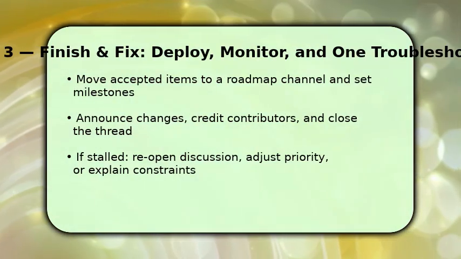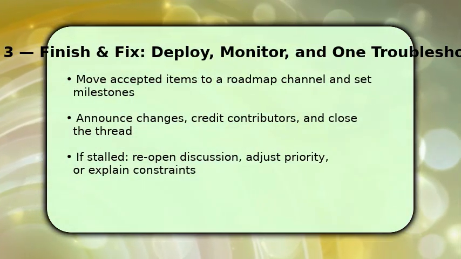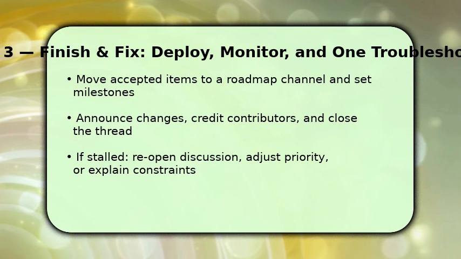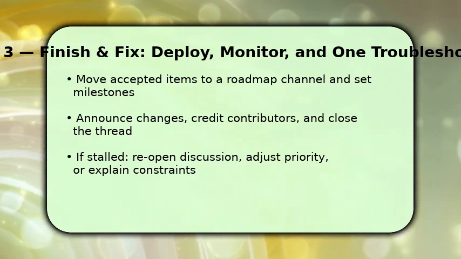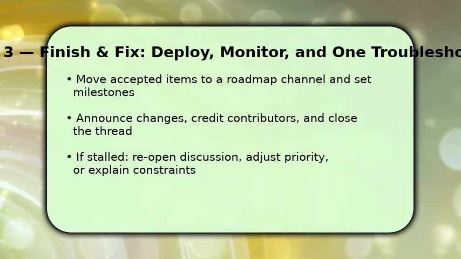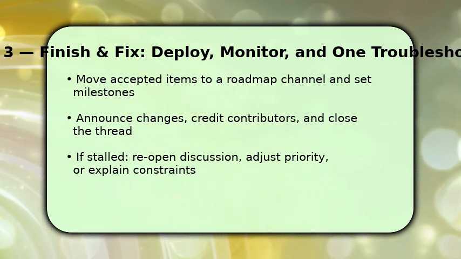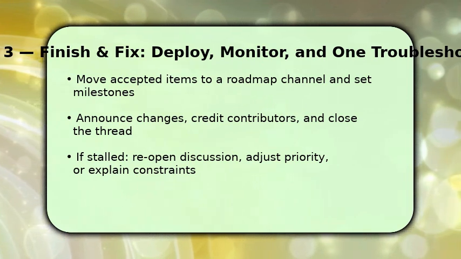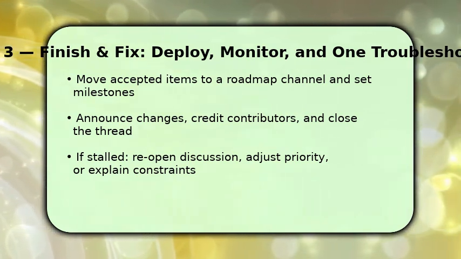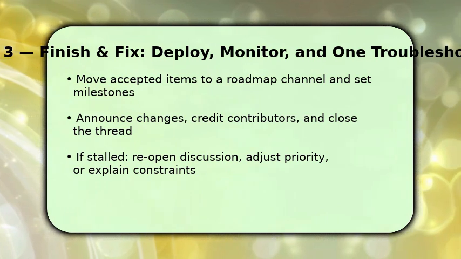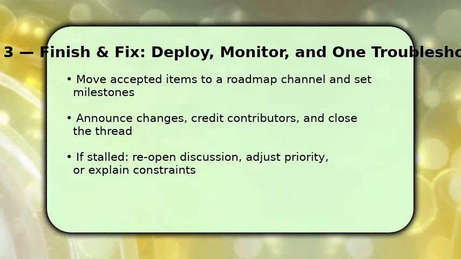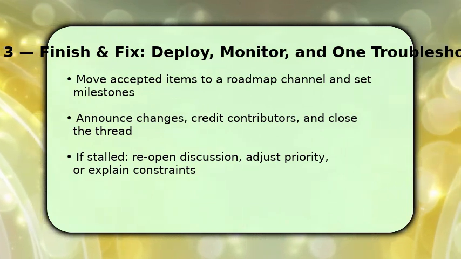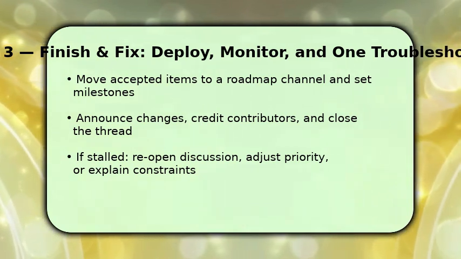Finish by implementing the highest priority suggestions. Add them to a public roadmap with milestones and owners because visibility builds trust. Once deployed, announce the change, credit contributors, and close or archive the suggestion thread so people see resolution. If progress stalls, reopen the thread, reevaluate priority, and communicate constraints clearly. This prevents frustration. One troubleshooting tip: if voting is inconsistent, reset the reaction set and re-promote the template. Inconsistent input is the main reason suggestions go nowhere.